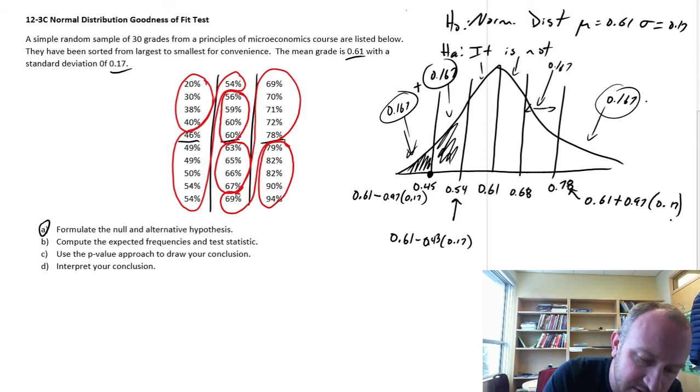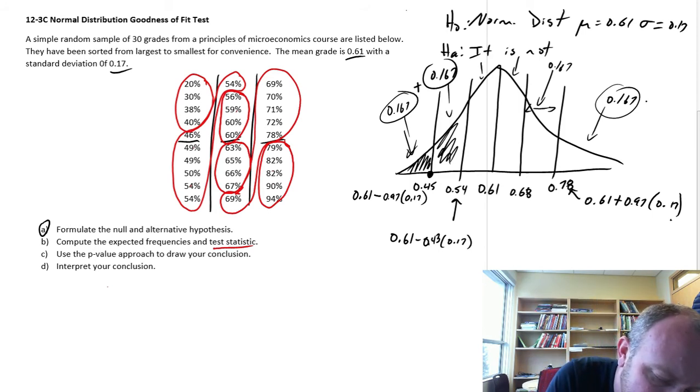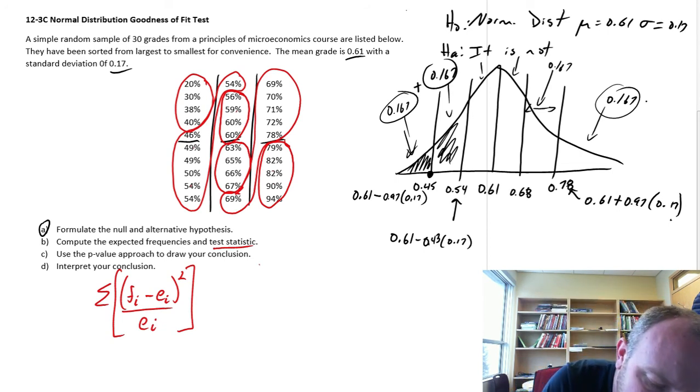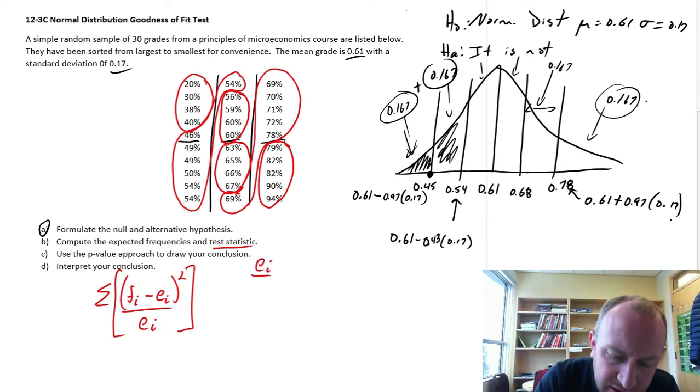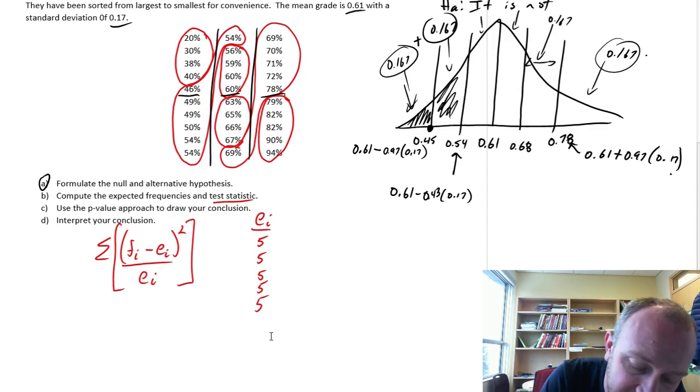So now we're getting up to calculating our test statistic. For that test statistic, we're looking at the sum of the squared differences between the observed frequencies and the expected frequencies, divided by the expected frequencies, and this summation actually carries through the whole ratio. For our expected frequencies, I've got 6 categories, so we would expect there to be 5 observations, 5, 5, 5, in each of those 6 intervals.